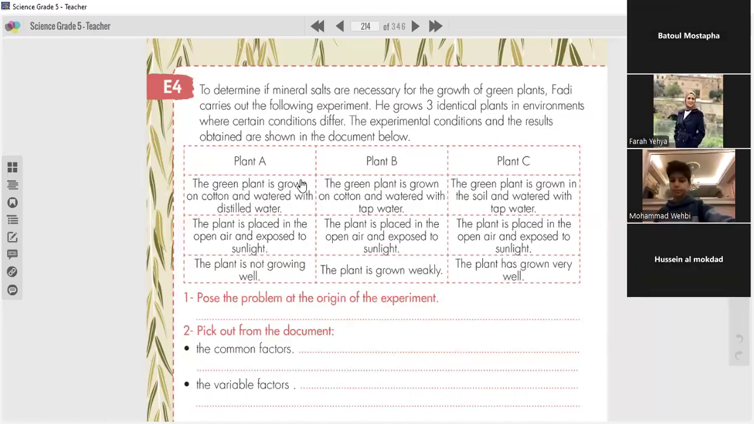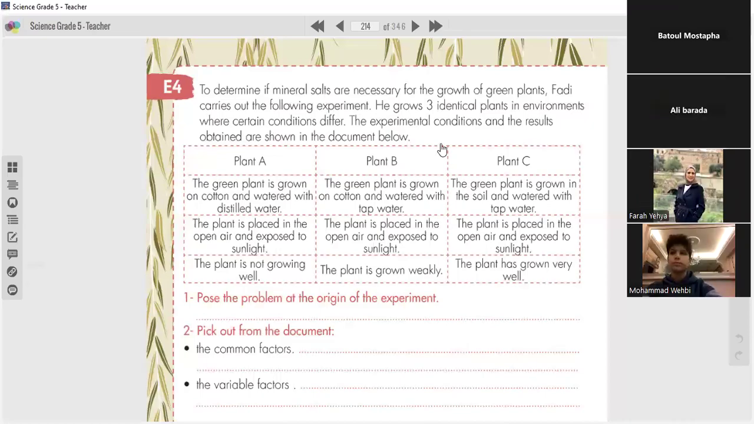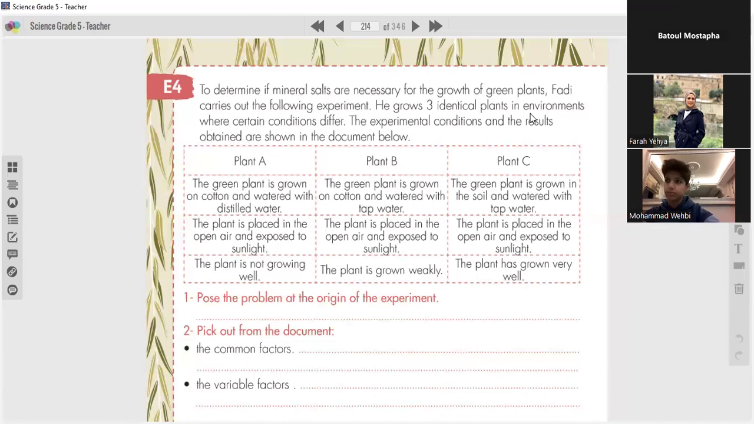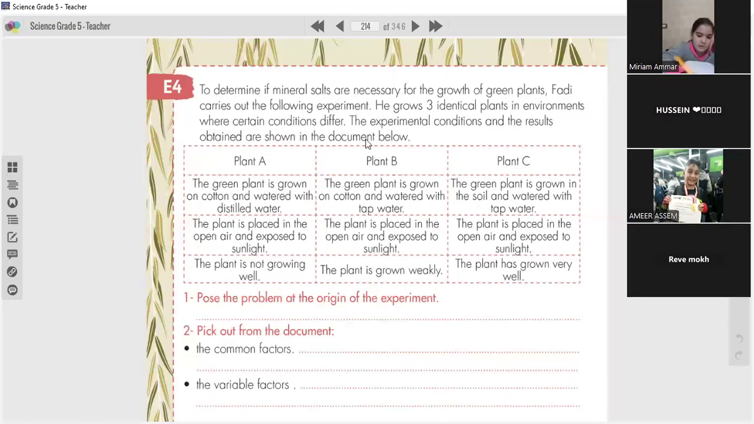Exercise 4. To determine if mineral salts are necessary for the growth of green plants, Fahdi carries out the following experiment. He grows 3 identical plants in environments where certain conditions differ. Yes, continue, Lana.